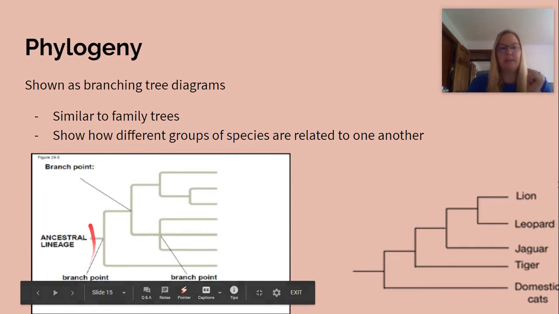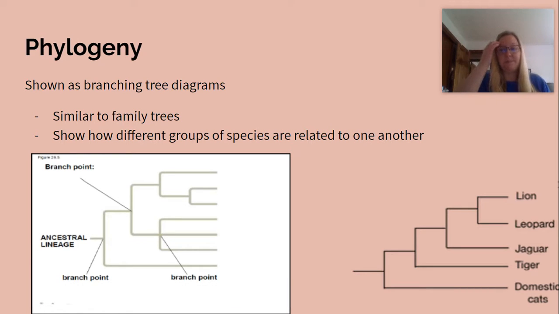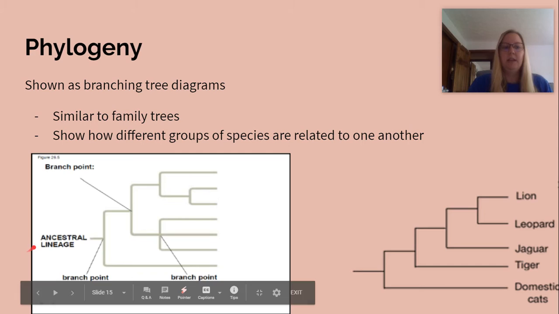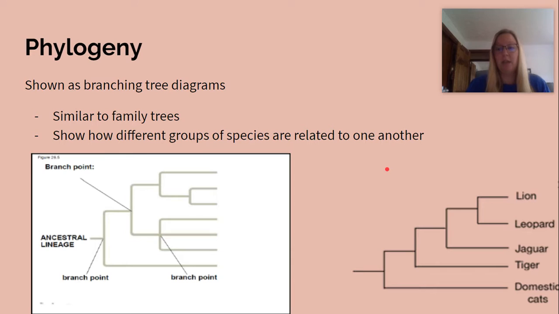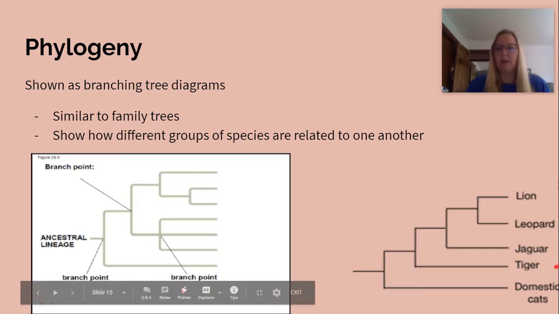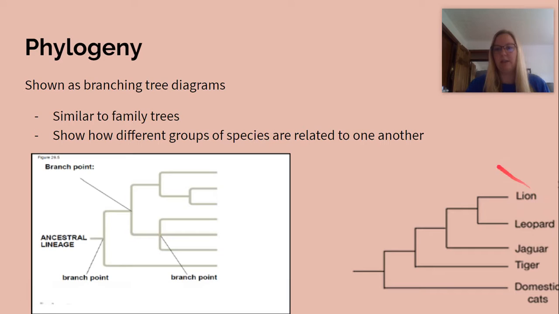So this is our ancestral lineage. The further to the left that you go, the older the species, or the older that evolutionary connection is. That's called the lineage. And then we have a branch point. You can see a bunch of different branch points here. And then our species, we would write over here. So this one, we're looking at relatives of the cat. So we're looking at this genus Caninus. Or not Caninus, that's dogs. Weird. So we're looking at cats. We also have tigers, jaguars, leopards, and lions.